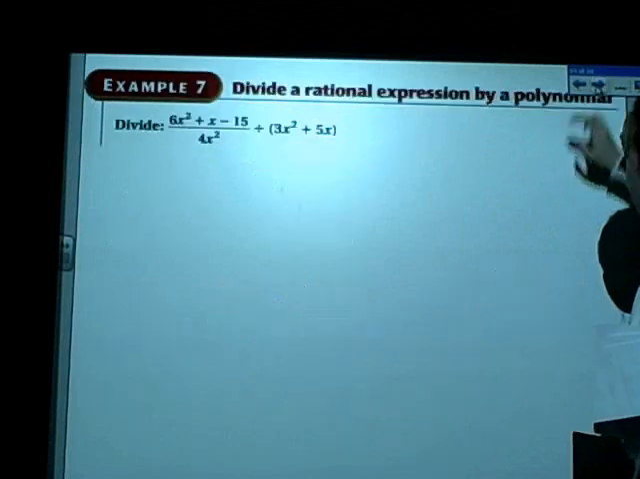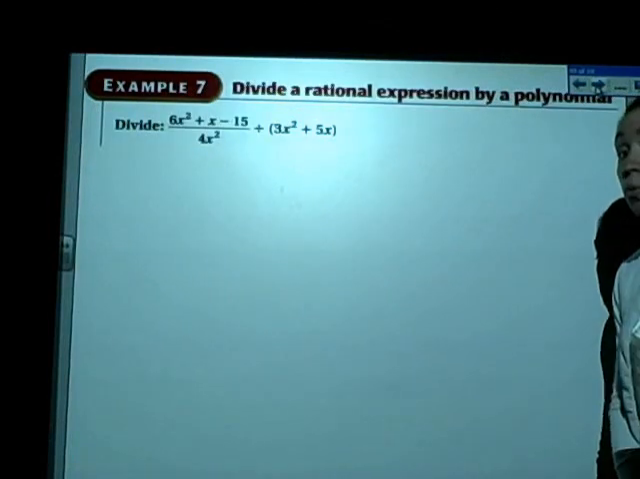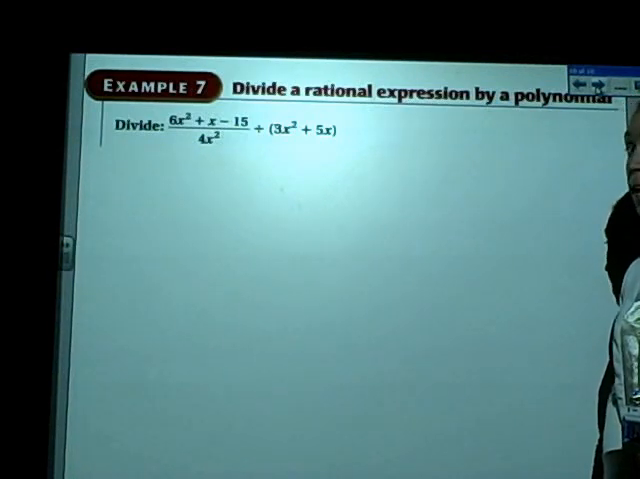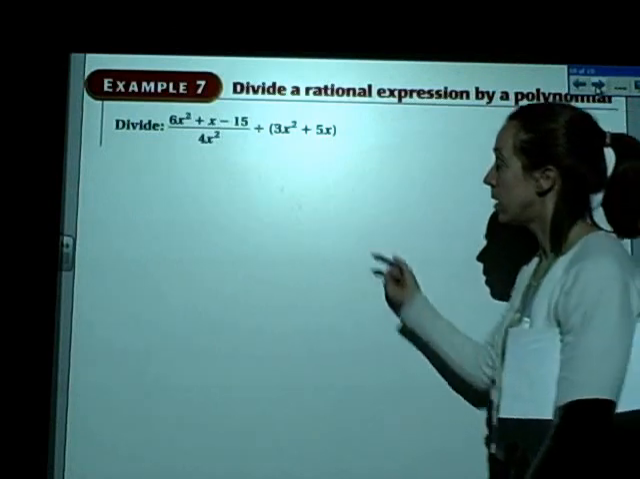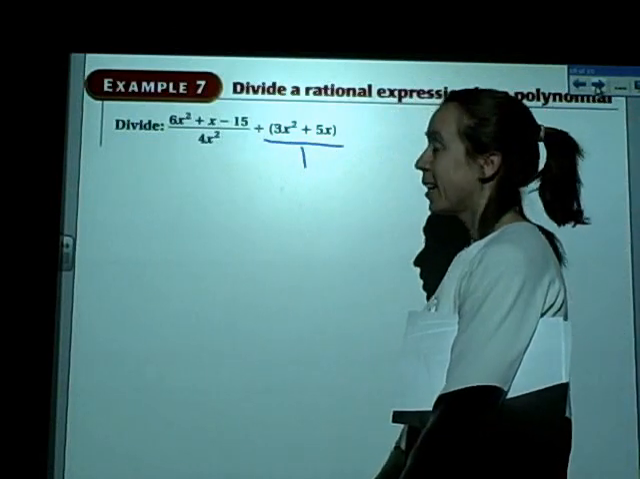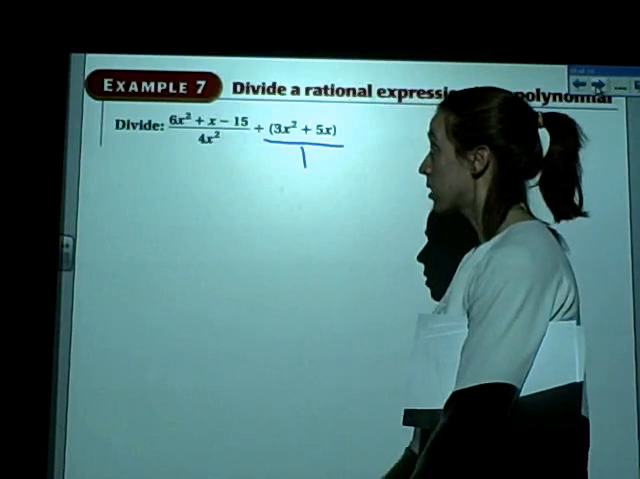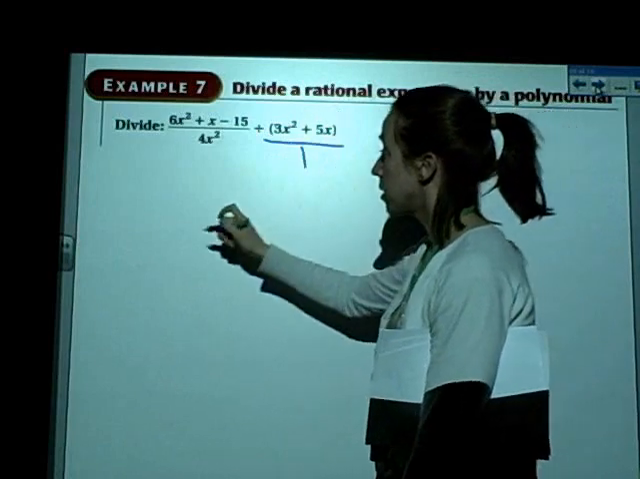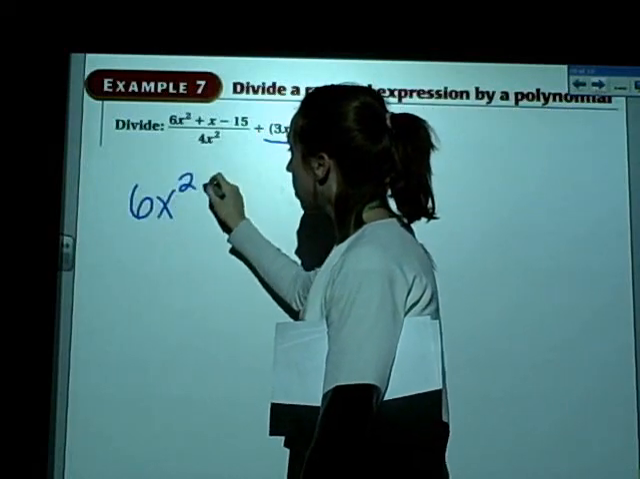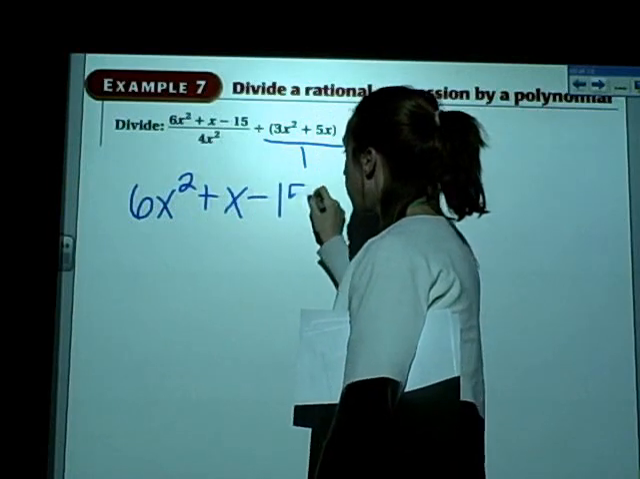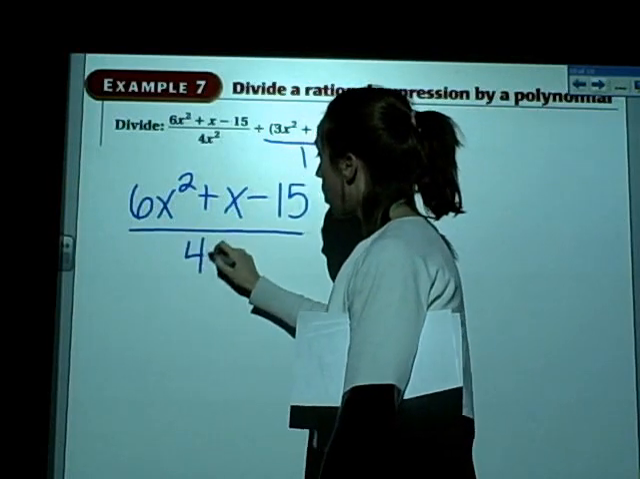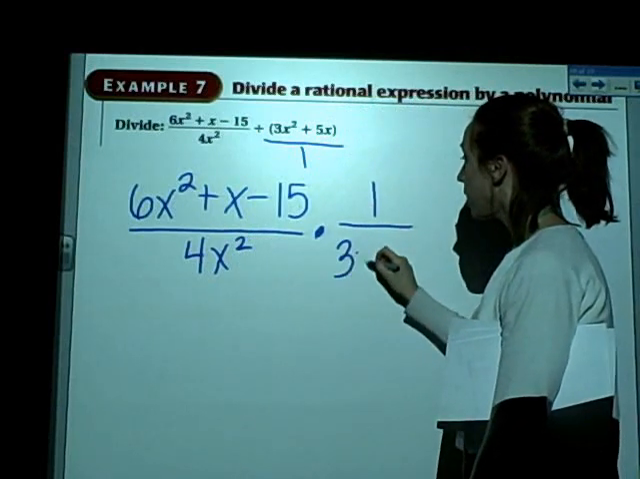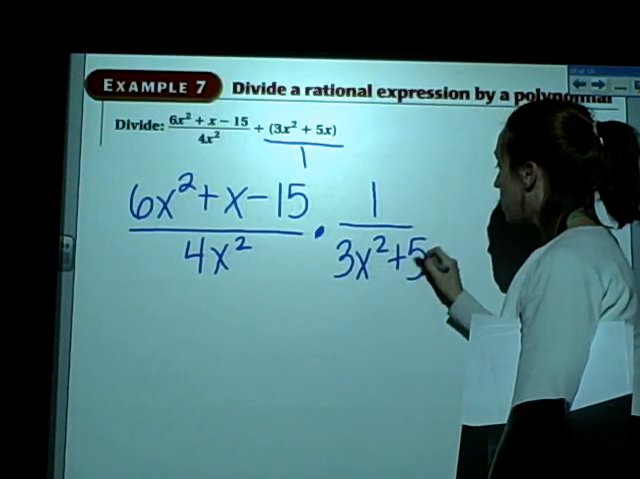Now I want you guys to try this one. We want to divide a rational expression by a polynomial. Remember, dividing by a polynomial. Well, right away, I know I have to stick it over 1. And we know we don't want to divide with a fraction. We're going to take our second fraction or rational expression and flip it. So we'll go 6x squared plus x minus 15 over 4x squared times 1 divided by 3x squared plus 5x.